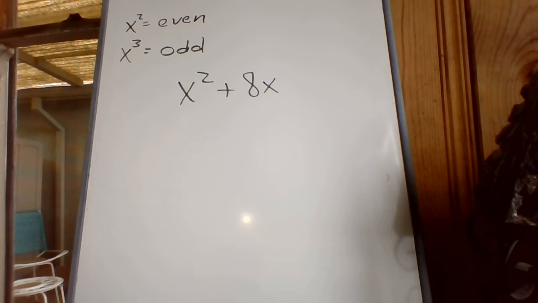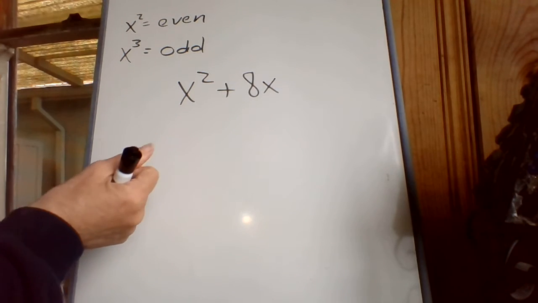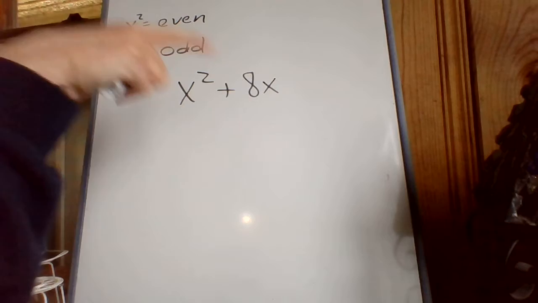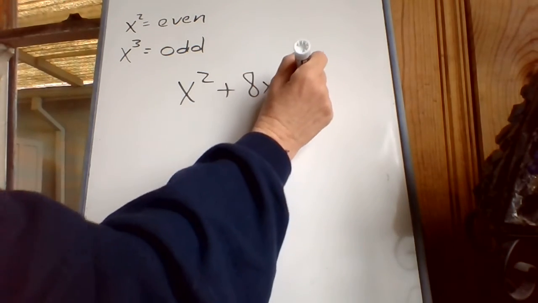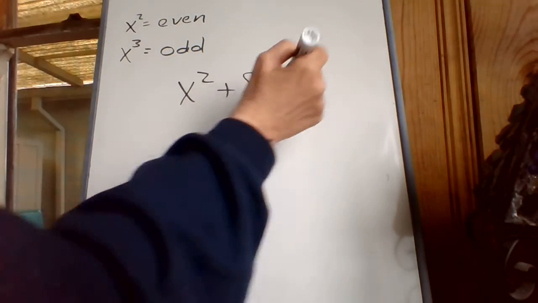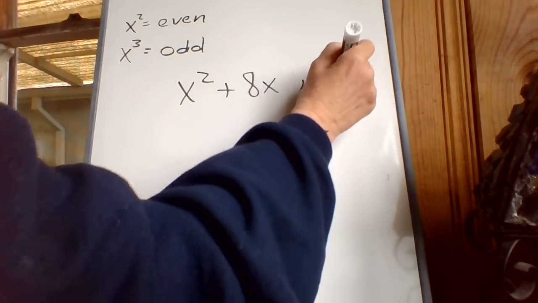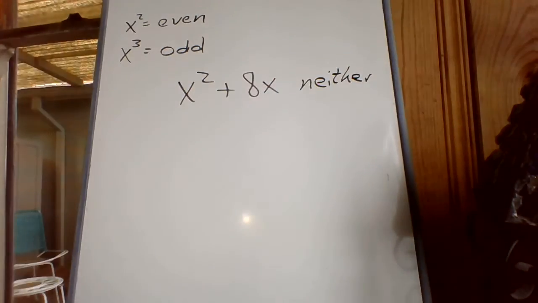If I graph this on my calculator, I won't be able to pick it up by the y-axis and spin it. I won't be able to jab a dart into it and spin it. Neither one of those is going to work. And it's called neither because half of it was odd and half of it was even. It doesn't match. It's a neither.